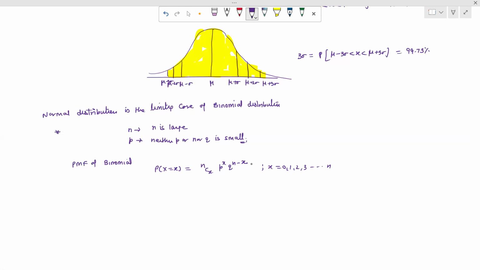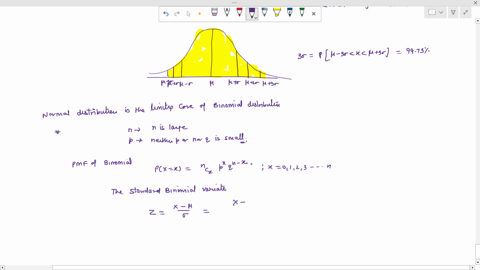Now we calculate the standard binomial variate. We have the standard normal variate z equal to x minus mu upon sigma. Mu is the mean. What is the mean of the binomial? The mean is np. So we write x minus np upon sigma. Sigma is the standard deviation, and the variance is npq, so sigma equals the square root of npq. Here x is 0, 1, 2, 3 and so on up to n.